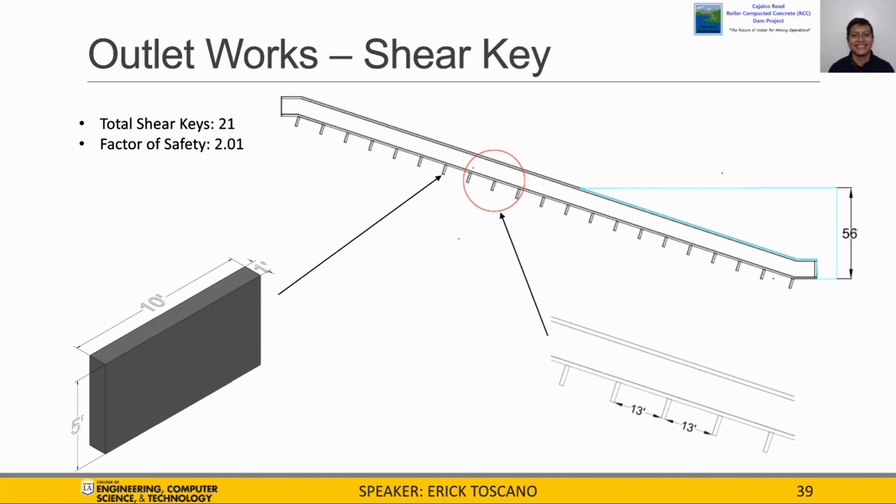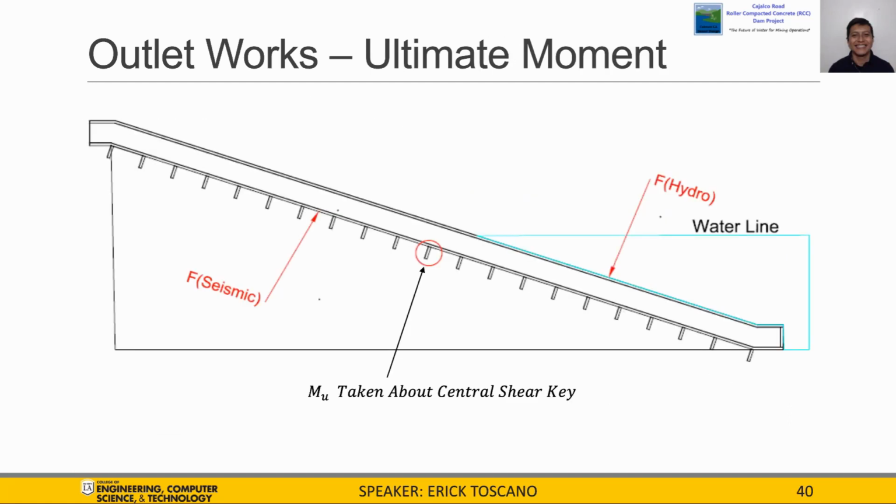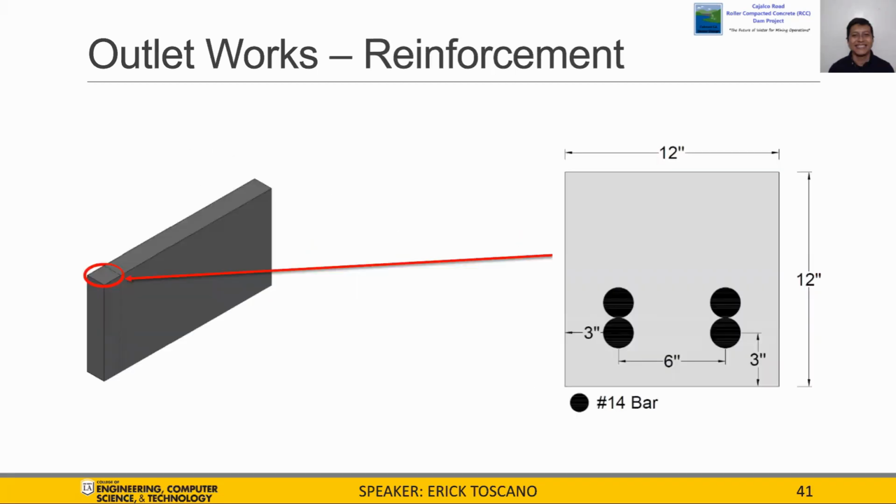Due to passive earth forces acting along the side of the shear key, reinforcement was needed to resist the moment caused by these forces acting along the shear key. Using ACI load combinations, the ultimate moment was calculated by taking the moment above the central shear key using the resultant seismic and hydrostatic forces. Using ACI 318 codes, the area of steel necessary is 2 number 14 bundled bars with 3-inch cover and a center distance of 6 inches.